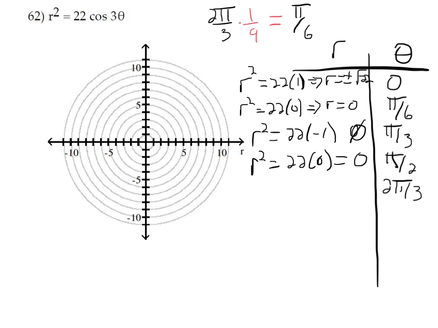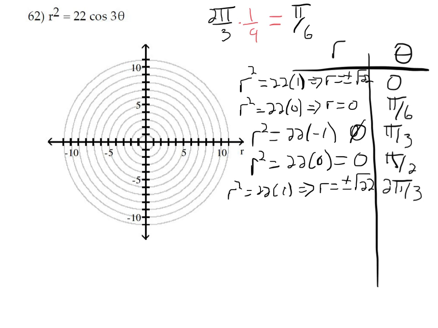Finally, 2 pi thirds times 3 is 2 pi. Cosine of 2 pi is 1. So we're back to r squared equals 22 times 1, giving us r equals plus or minus square root 22. Let's see if this is enough information for us to go on.